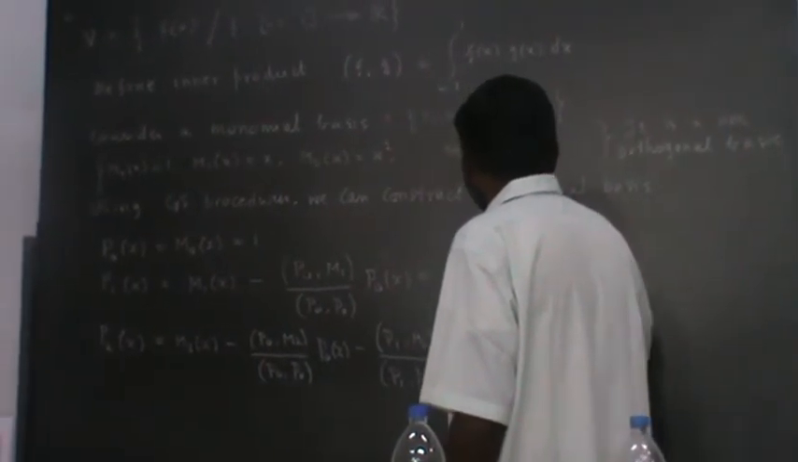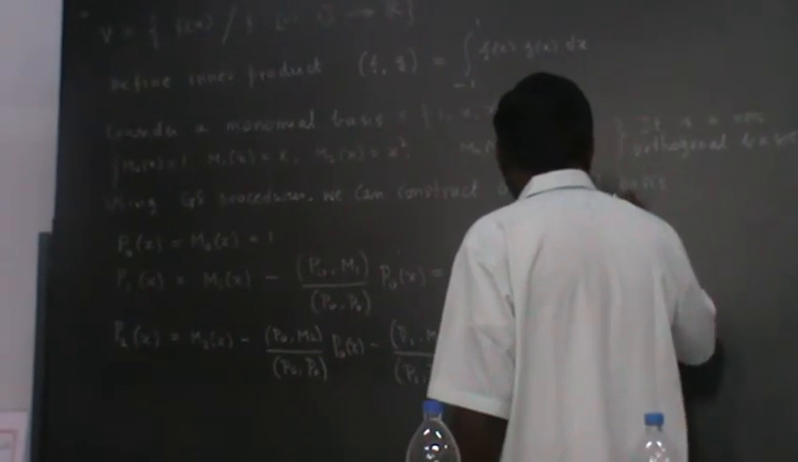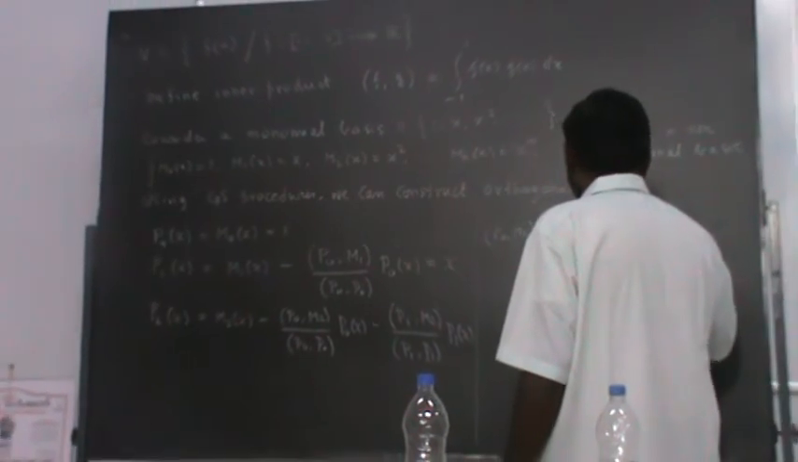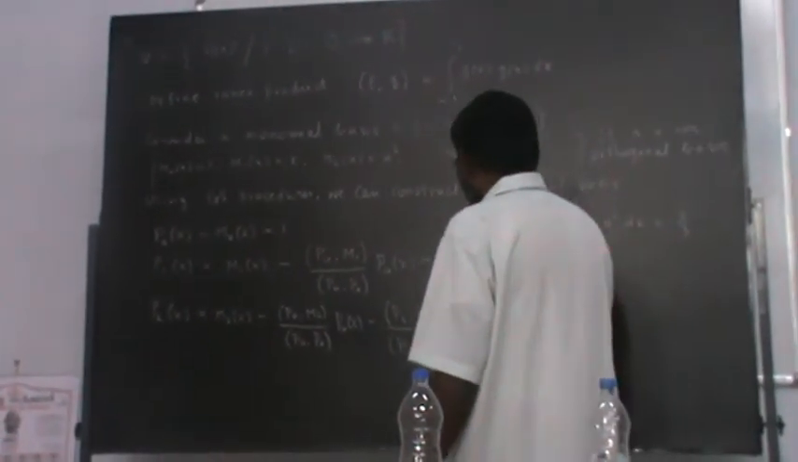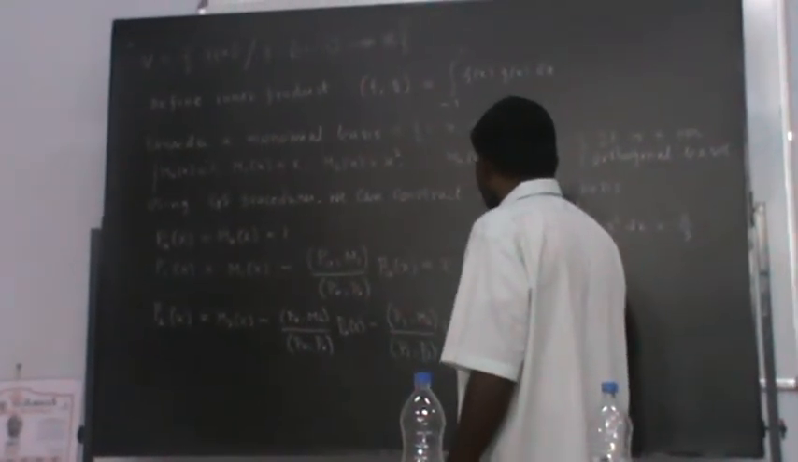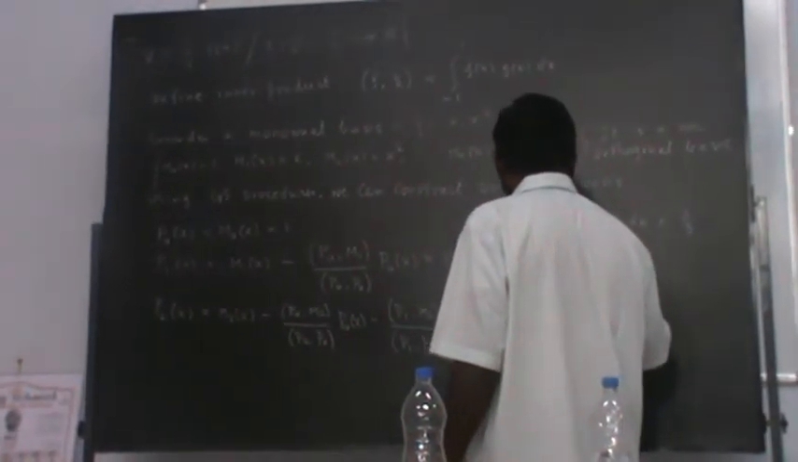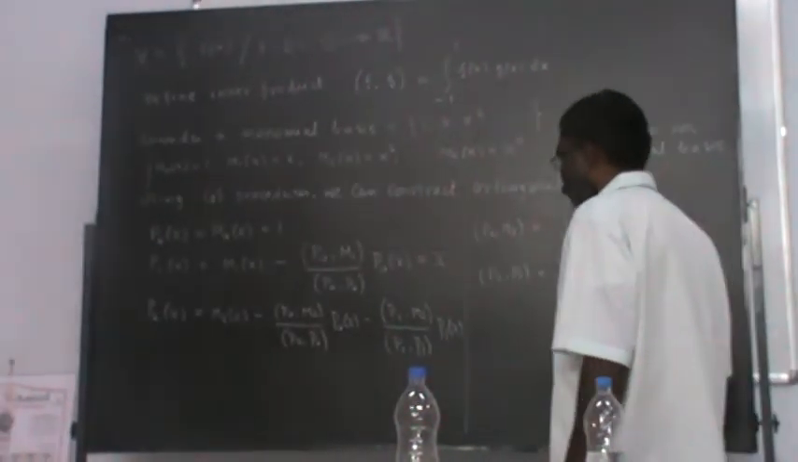P0 M2 is equal to the integral from minus 1 to plus 1, where P0 is 1 and M2 is x square dx. This will give you 2 by 3. And P0, P0 is the integral from minus 1 to 1 of dx, which is equal to 2.